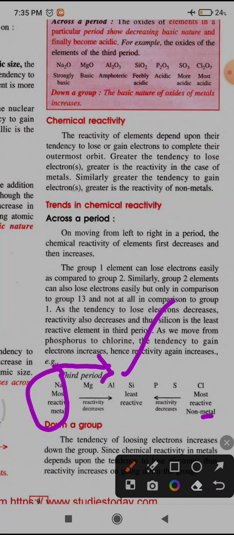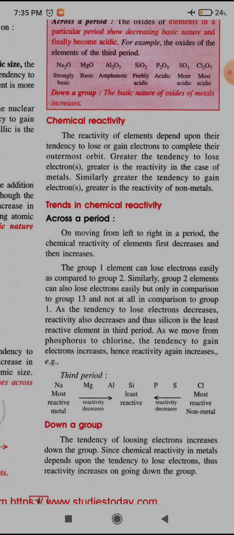Then from right to left, chlorine is the most reactive non-metal and silicon is the least reactive one, because I have told you what reactivity means. Strong reactivity means which metal has more tendency to lose electrons, and which non-metal has more chances of gaining electrons, that one has the most reactive non-metallic character.